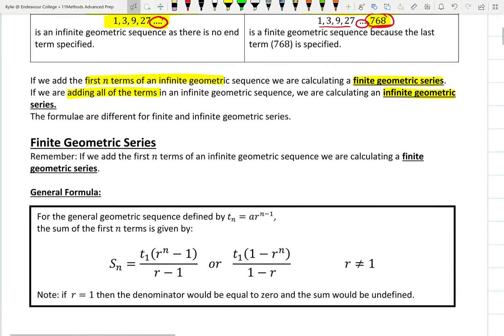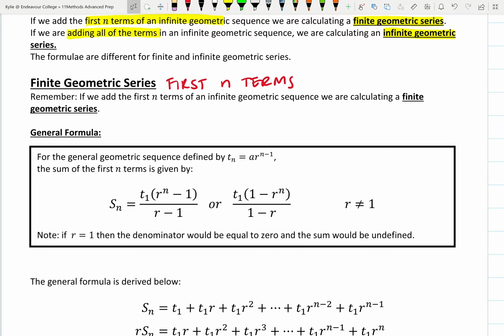So for a finite geometric series, and a reminder that that is the first n terms, the general formula that we use is this one in the box here. So for the general geometric sequence defined by Tn equals A r to the n minus 1, the sum of the first n terms is given by either of these two formulae. It doesn't matter which one you use. One you'll have double negatives, one you'll have double positives, but you will get the same answer for either version.